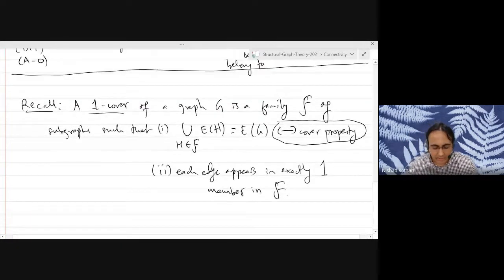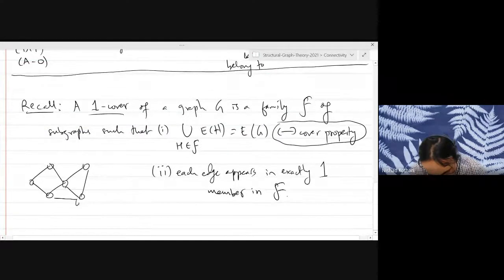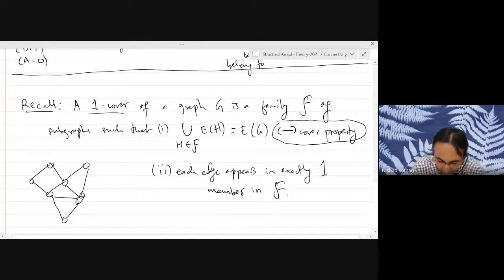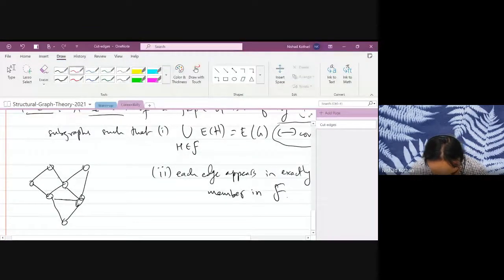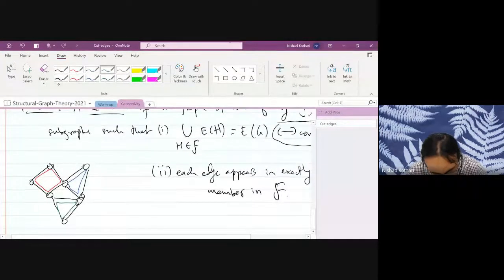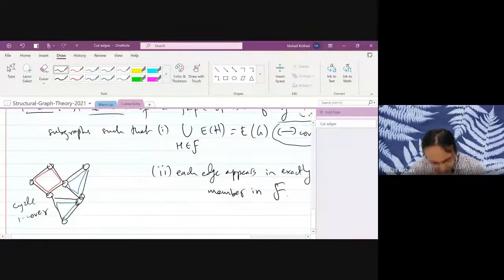Okay? And in particular, we talked about cycle 1-covers, which just means that all the subgraphs in script F are cycles of the graph. Right? So just to give you an example, something like this maybe. So here you have a red cycle, a blue cycle, and a green cycle, right? And that is a cycle 1-cover of the given graph. Okay?